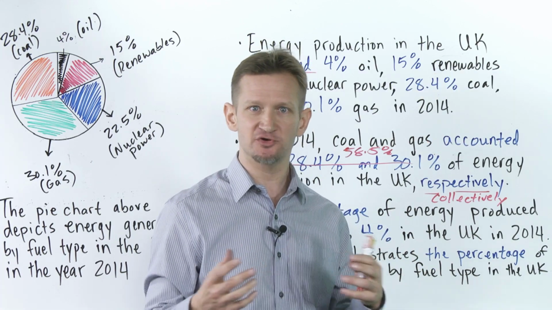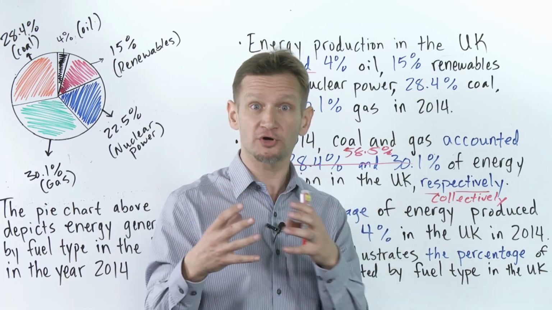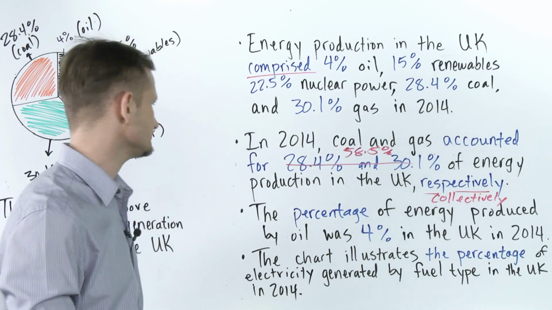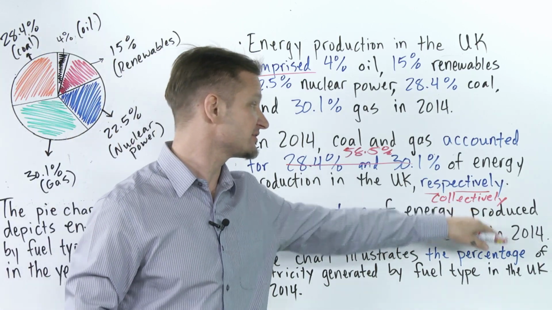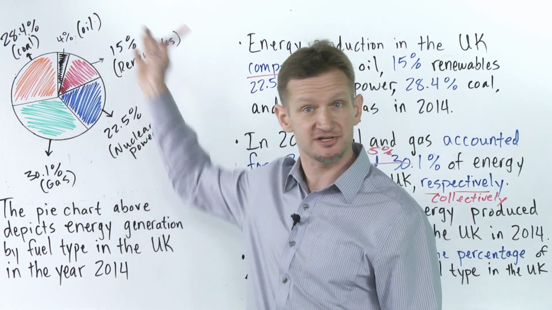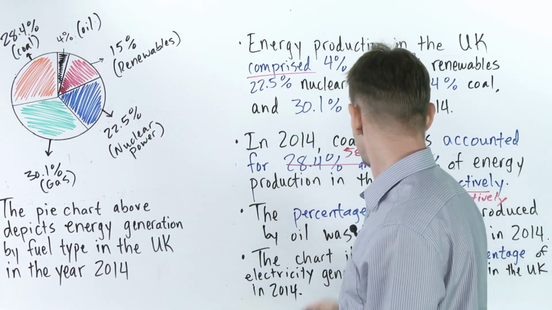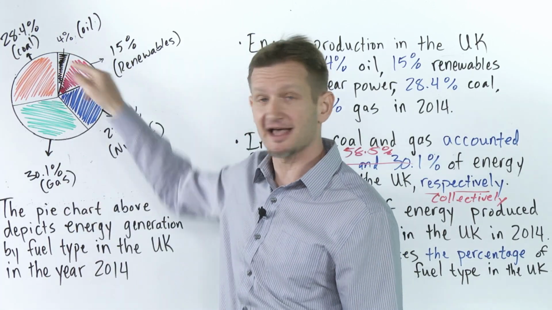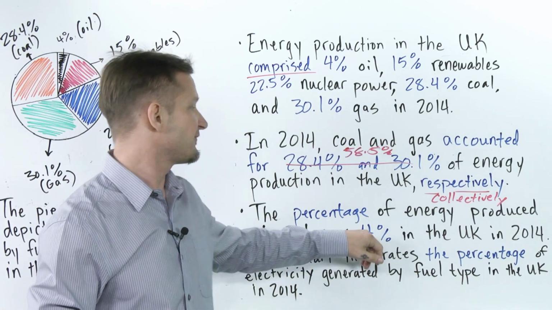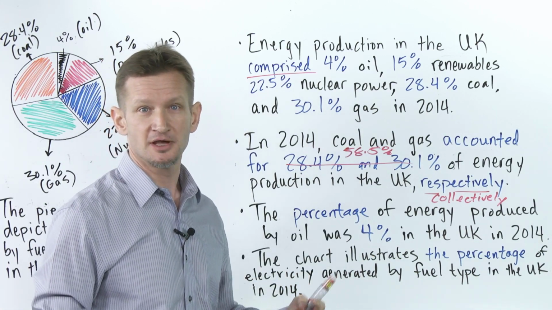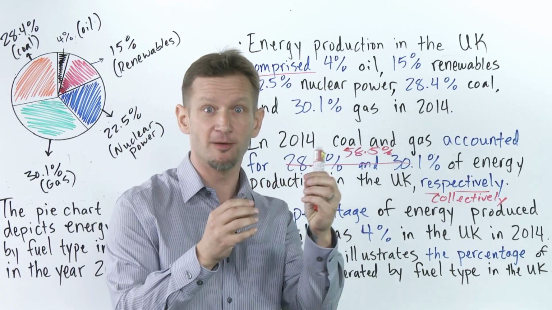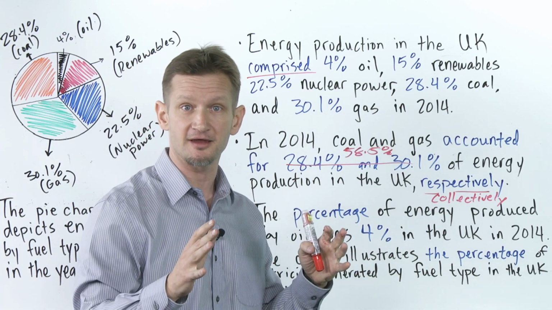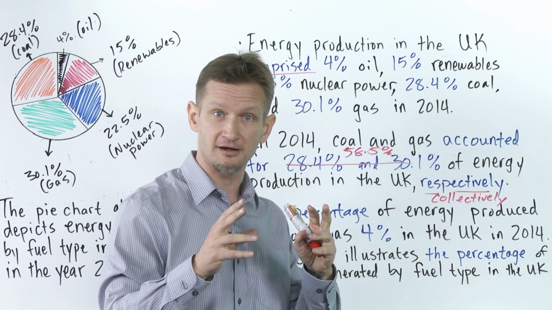Now, percentage is how you can talk about a portion of something that's separate from the number. Let me show you what I mean. The percentage of energy produced, right? The chart is all about energy produced. The percentage of energy produced by oil, I'm talking about that section right there, was 4% in the UK in 2014. So that's just one way to separate the number from percent, right? 4% becomes the percentage was 4%. Means the same thing. So there's two ways to talk about percent there.